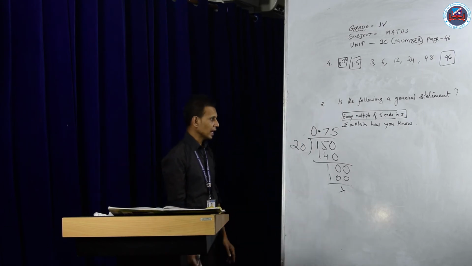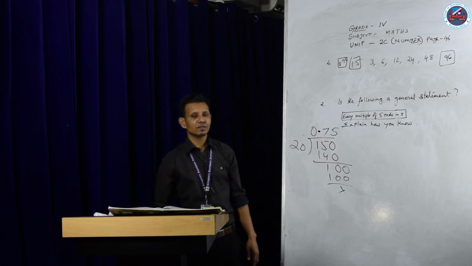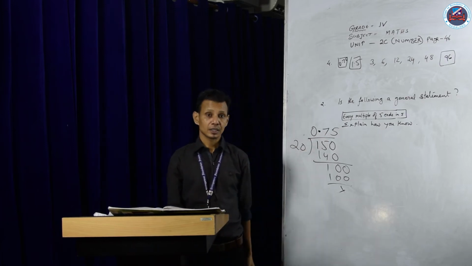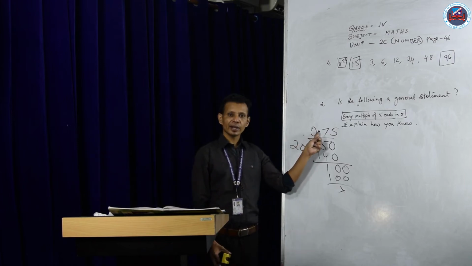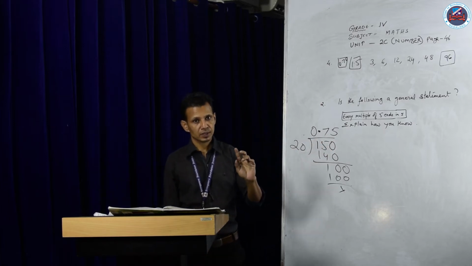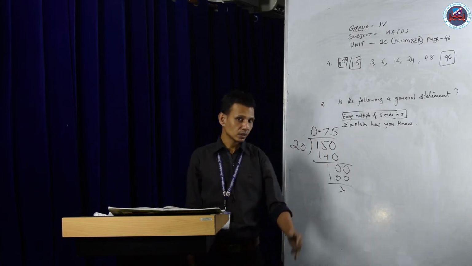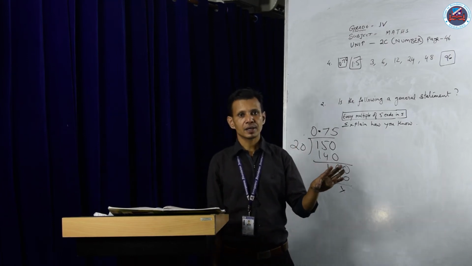0.75. Remember children, don't read it as seventy-five point. It's a wrong reading. You always have to read 0.75, not 75. After the decimal, you have to pronounce each digit separately.